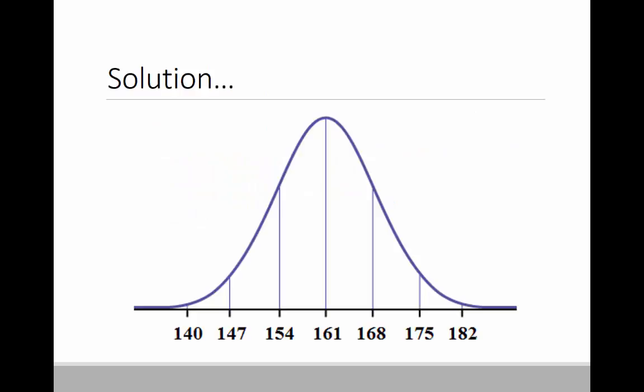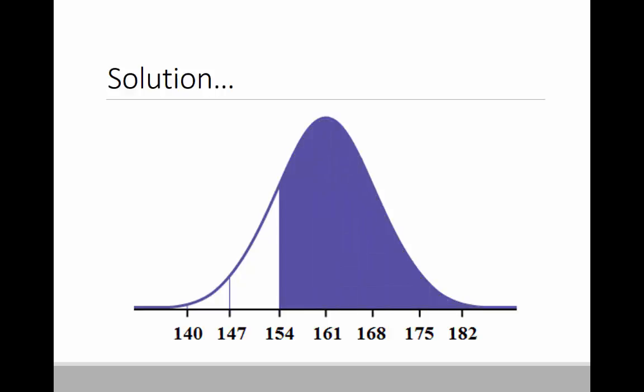Always begin a normal distribution example by drawing that normal distribution and labeling the mean and the standard deviations correctly. Highlight the region of the curve that we are interested in. We are interested in the percentage of women that have a height greater than 154 centimeters.